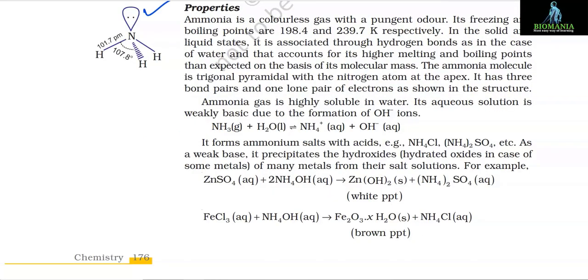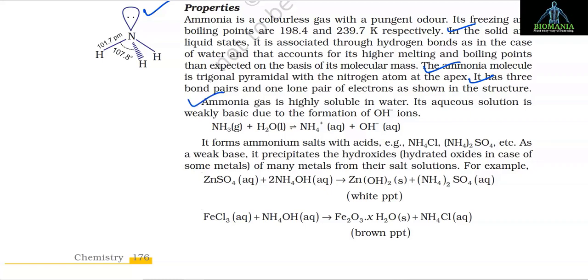Properties. Ammonia is a colorless gas with a pungent odor. Its freezing and boiling points are 198.4 and 239.7 Kelvin respectively. In the solid and liquid states, it is associated through hydrogen bonds as in the case of water, and that accounts for its higher melting and boiling points than expected on the basis of its molecular mass. The ammonia molecule is trigonal pyramidal with the nitrogen atom at the apex. It has 3 bond pairs and 1 lone pair of electrons as shown in the structure.